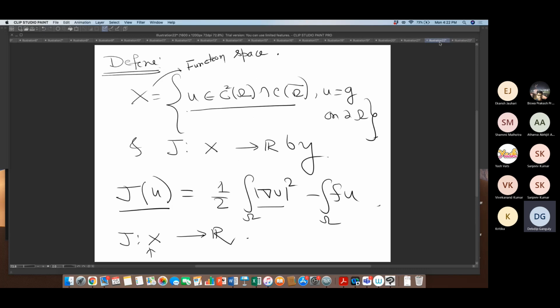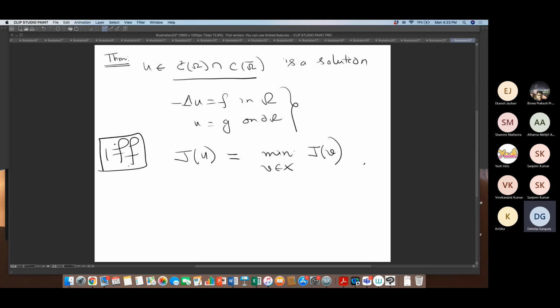You know what is J of v? This is J. This is u. The J is defined on X. So this says the minimum of J of v, v belongs to X. If the minimum is attained by some function u, then you solve this PDE. And conversely also true. If you solve this PDE, then this function J will attain the minimum at the point u. Is that clear?